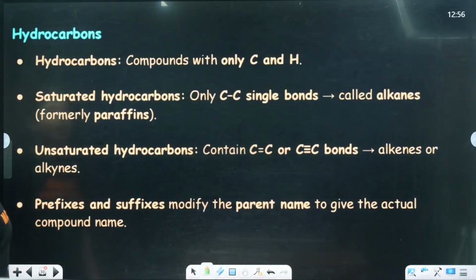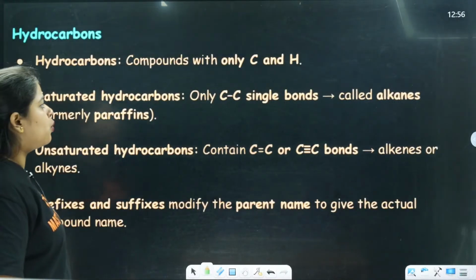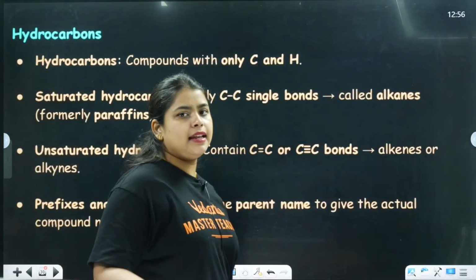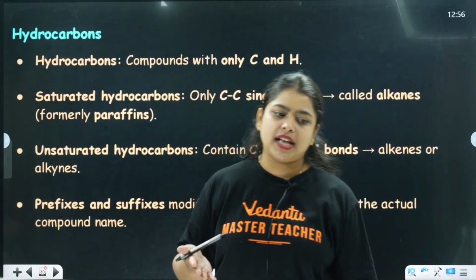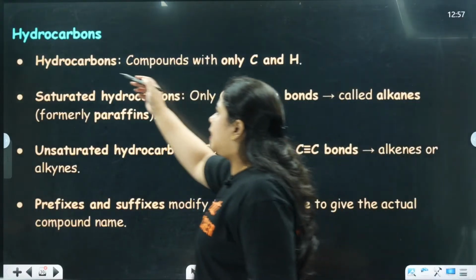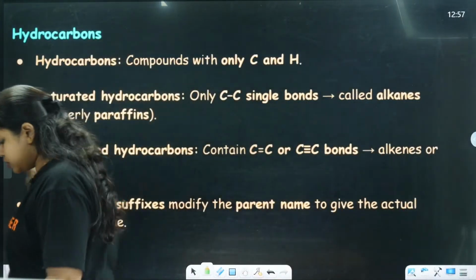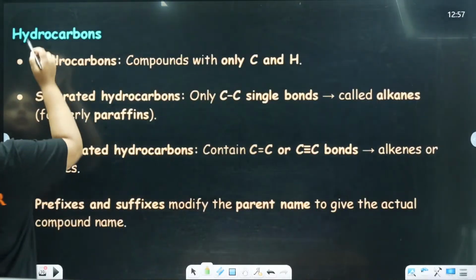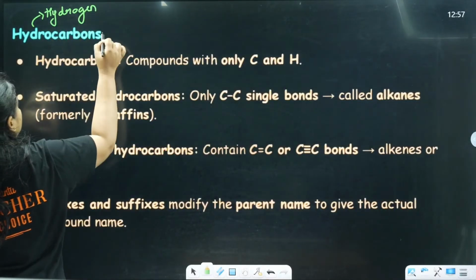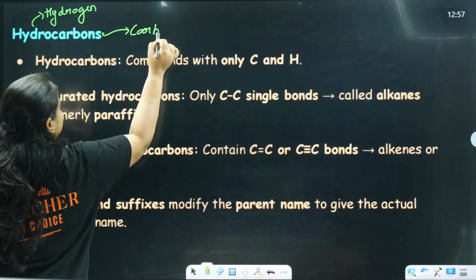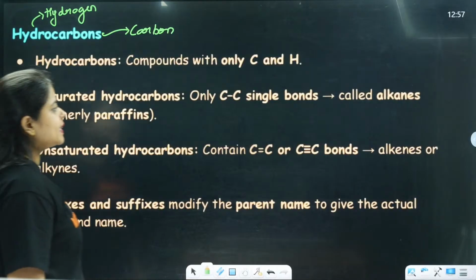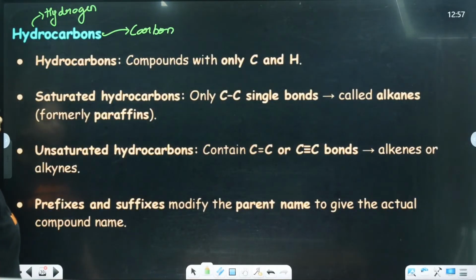Then next comes the hydrocarbons. Hydrocarbons are the compounds with only C and H. Hydrocarbons, what is it? It is being told that carbon is present and hydrogen is present inside it. Hydro means hydrogen, and carbon. I'll write it down one second. Hydro means hydrogen, and carbon.